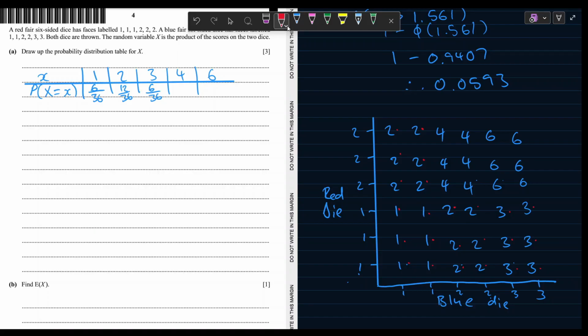The 4 appears how many times? 1, 2, 3, 4, 5, 6. 6 times out of 36. And then finally the 6, how many times does it appear? 1, 2, 3, 4, 5, 6. So it appears 6 times out of 36. Let's fill the cells of our table. Okay. So this here is our probability distribution table for x.